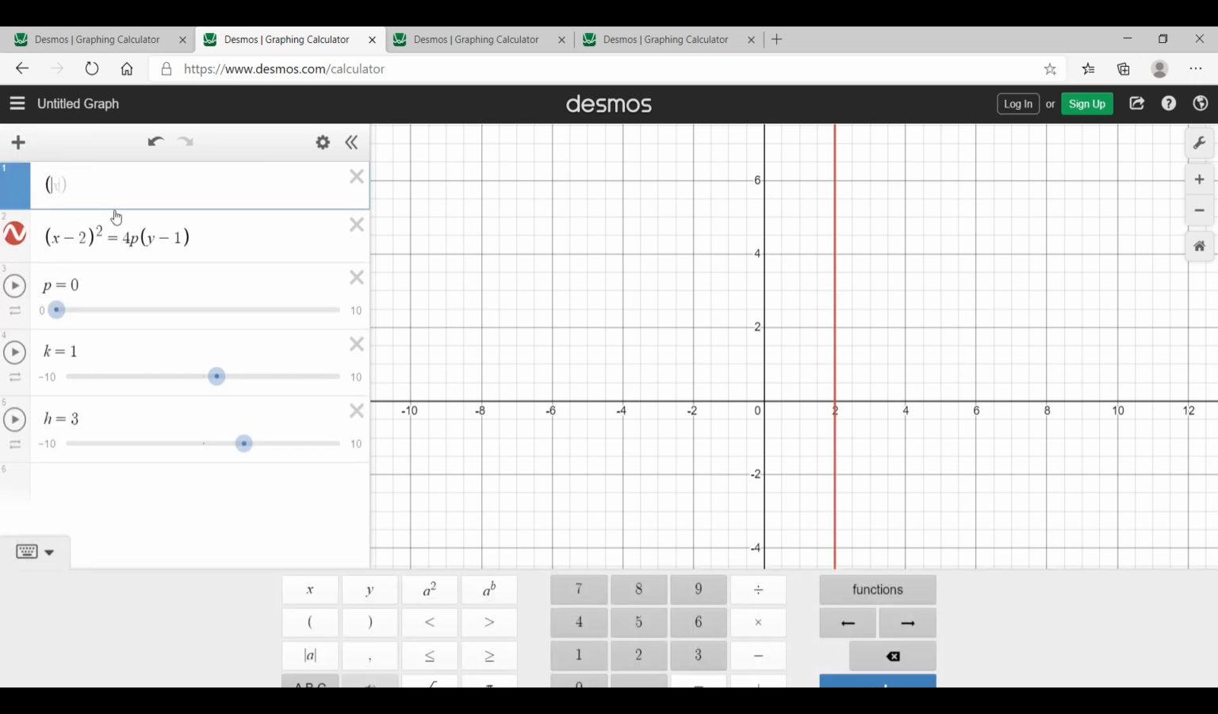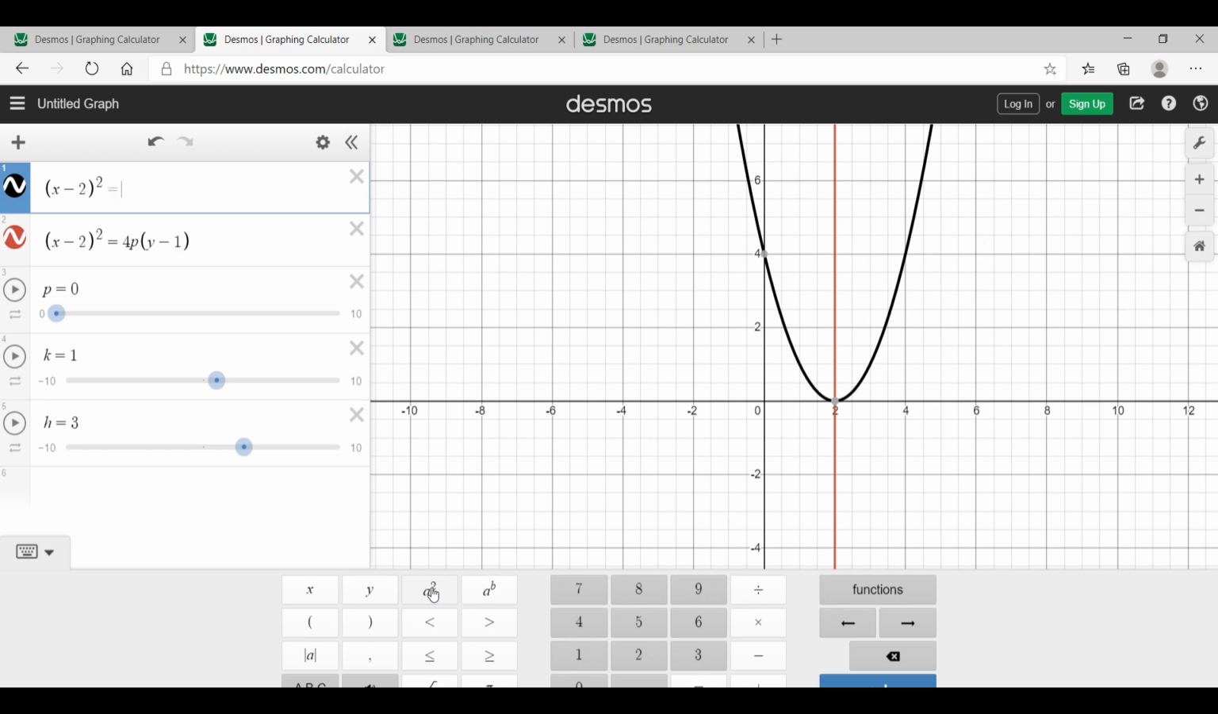So that becomes (x − 2)² = 0. That's the graph of (x − 2)² = 0. Okay, so when p is 0, this equation becomes this equation, because p is 0, 4 times 0 is 0, and 0 times (y − 1) is also 0. So basically the right side becomes 0.